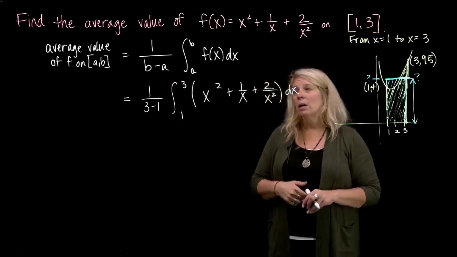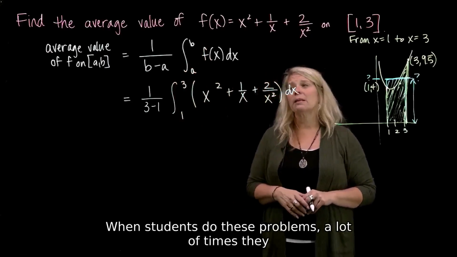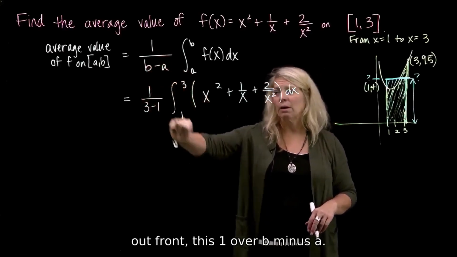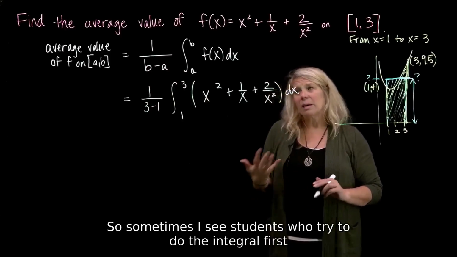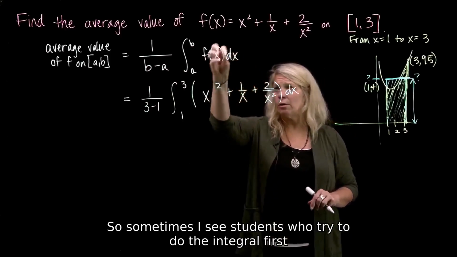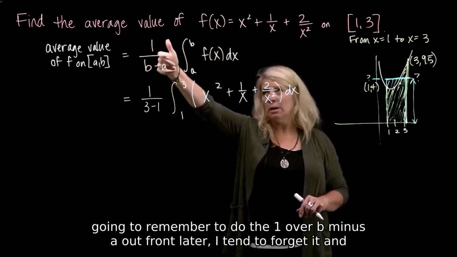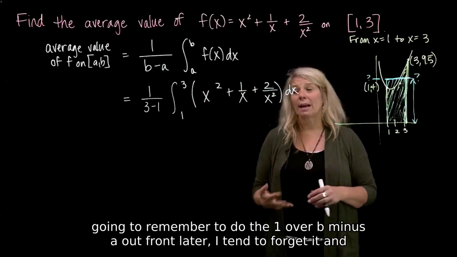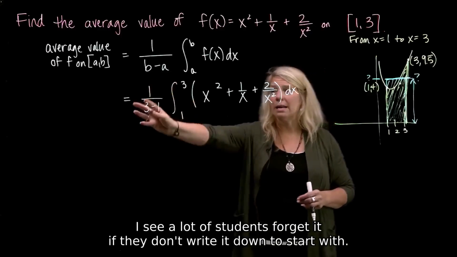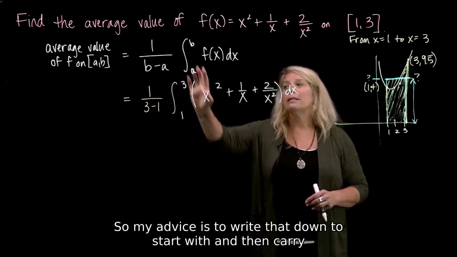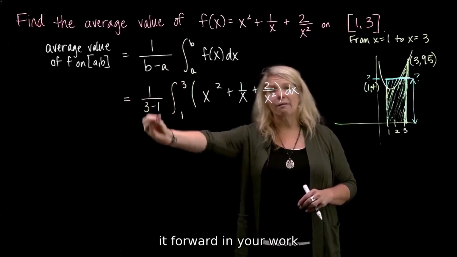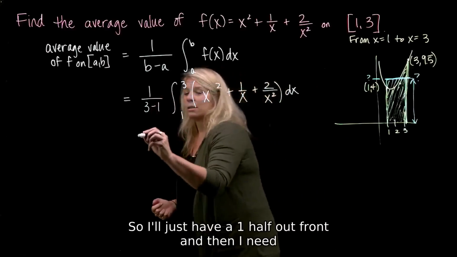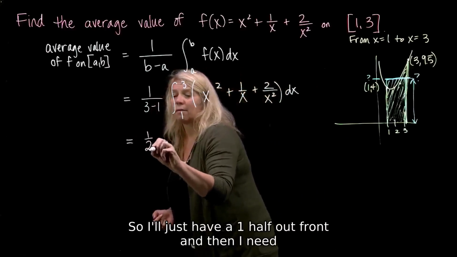When students do these problems, a lot of times they forget this little coefficient out front, this 1 over b minus a. Sometimes I see students who try to do the integral first and then think they're going to remember to do the 1 over b minus a out front later. I tend to forget it, and I see a lot of students forget it if they don't write it down to start with. So my advice is to write that down to start with and then carry it forward in your work so that it doesn't get lost in your steps here. So I'll just have a 1/2 out front.